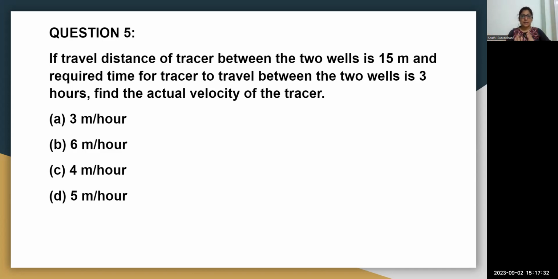So here they're saying that the distance between the two wells is 15 meters. That is, this is the distance that the tracer has to travel, and the time taken by this tracer to travel between these two wells is 3 hours. So we have to find the velocity of the tracer. It's a simple arithmetical problem.